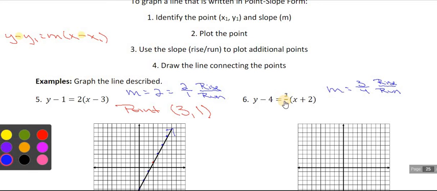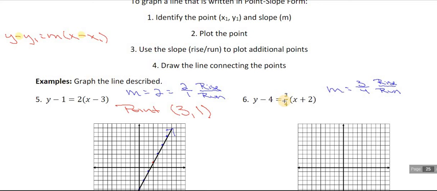All right, now the point. The number with the x is the x coordinate, the number with the y is the y coordinate, but we need the opposite of both because of how our formula worked. So the number with the x is 2, the opposite of 2 is negative 2. The number with the y is negative 4, the opposite of negative 4 is positive 4. Okay, so we identified our point and our slope.